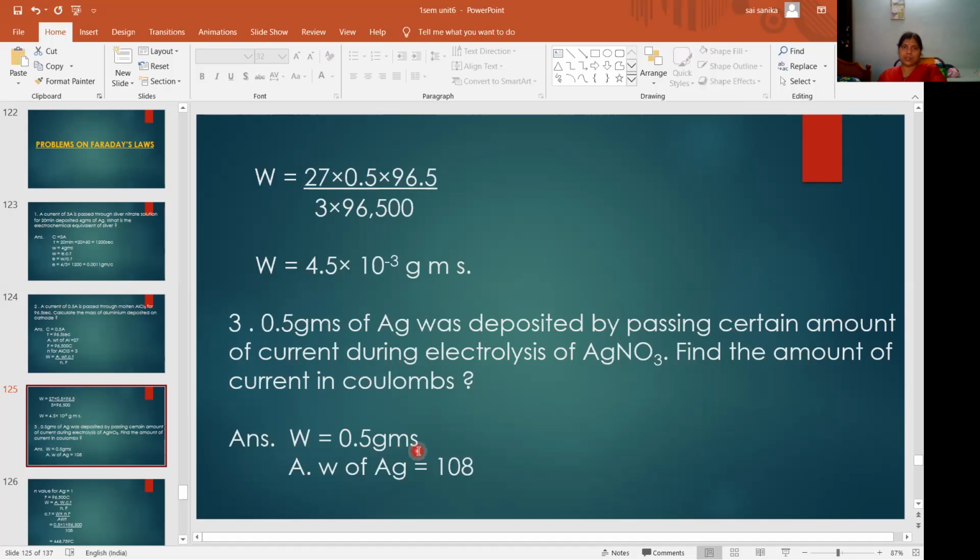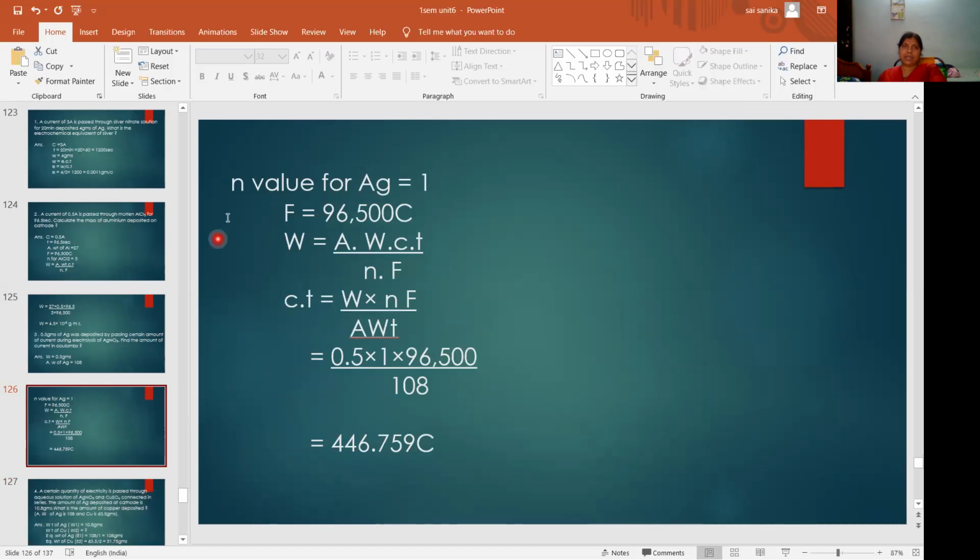So W is 0.5 grams and the atomic weight of silver is 108 grams, and the N value for Ag: AgNO3 will split as Ag plus and NO3 minus, so valency is 1. F is equal to 96,500 coulombs. So here atomic weight is there, N is there, F is there. What is not there? This C into T is not there. This one only you have to calculate.